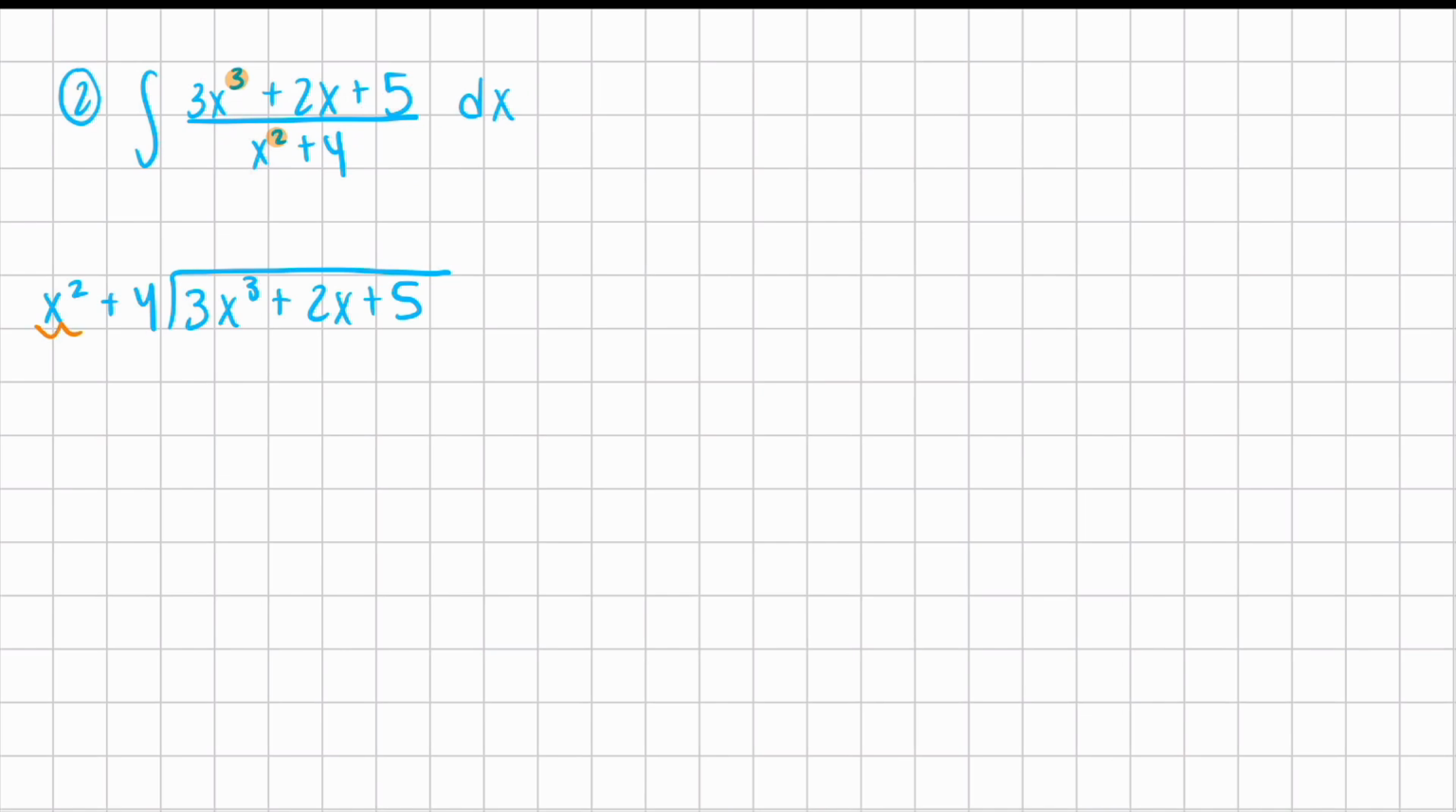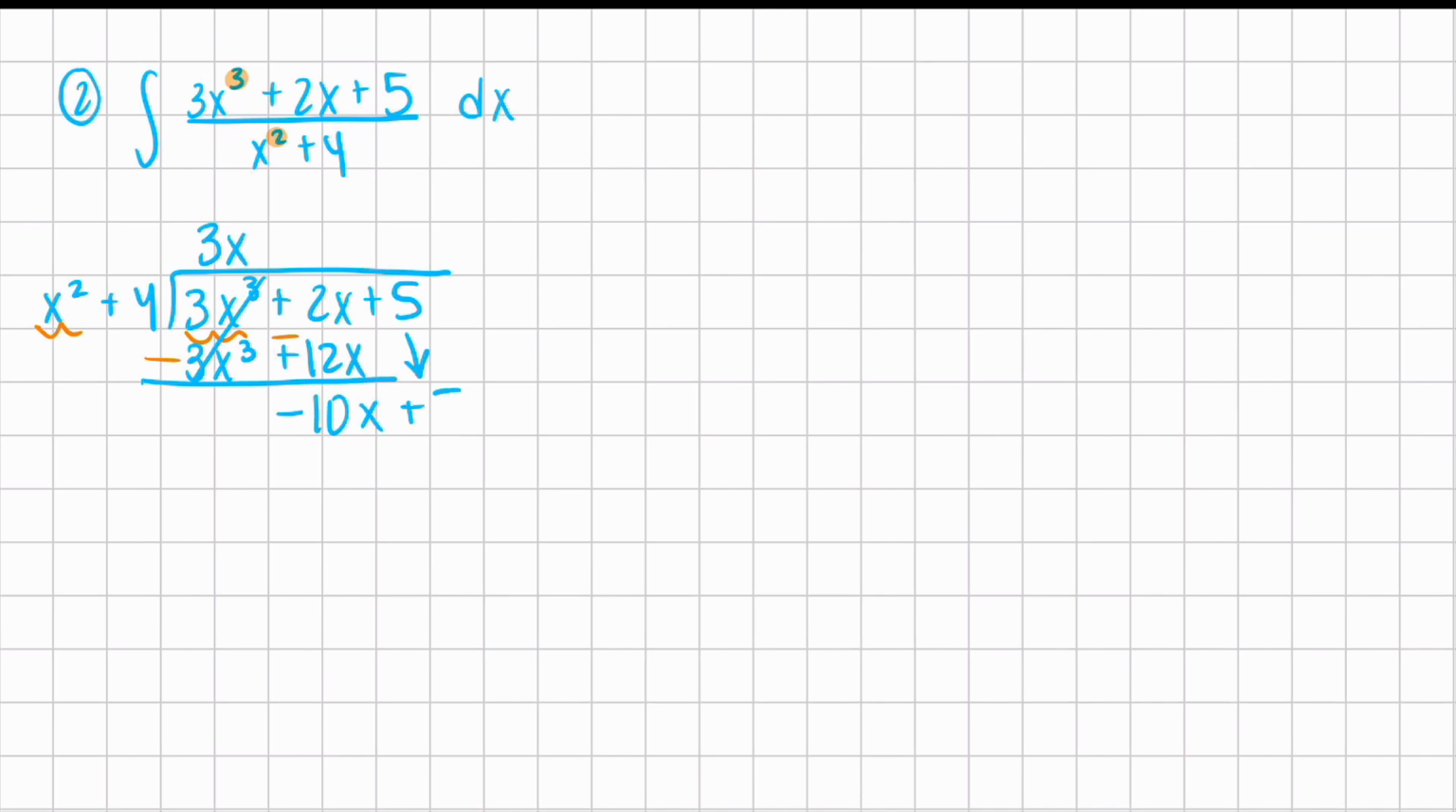I'm going to say x squared times what gives me 3x cubed. That's going to be 3x. Distribute your 3x to x squared plus 4. That's going to be 3x cubed plus 12x. We're subtracting, so I'm going to distribute a negative. 3x cubed minus 3x cubed is 0. And 2x minus 12x is negative 10x.